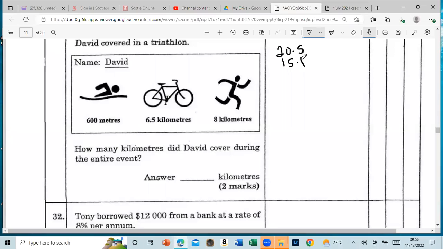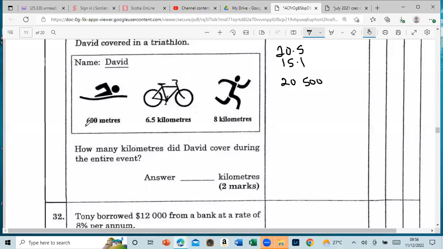20,500. In what unit do you have it though? Kilometer or meter? Kilometers. I think probably 15. All right, let's work it out.